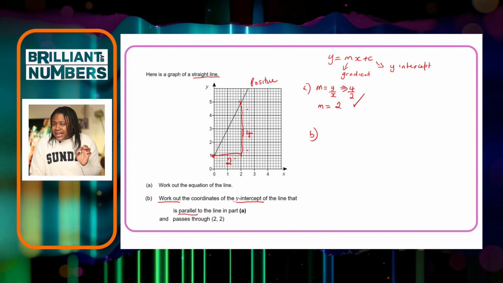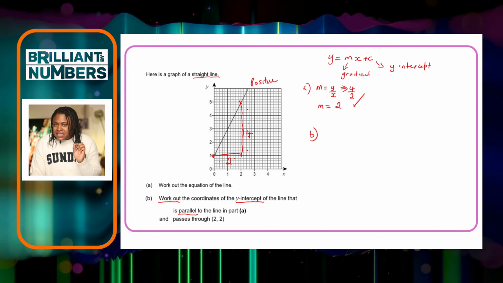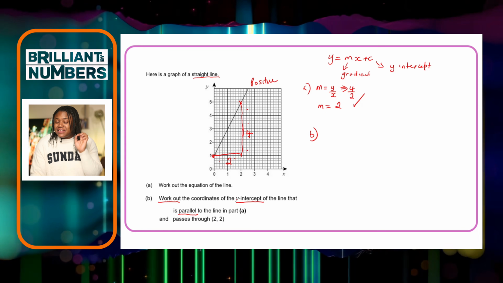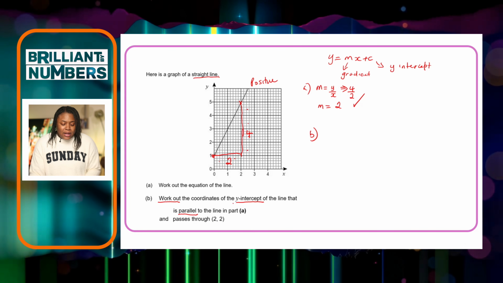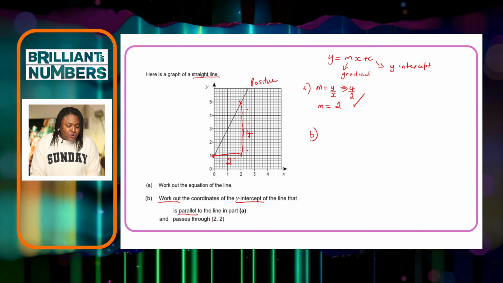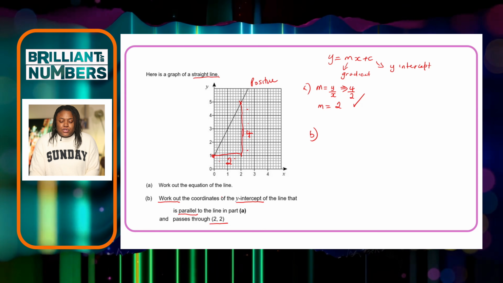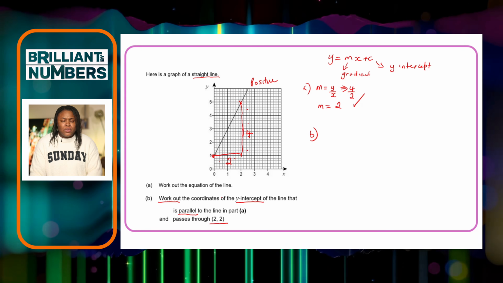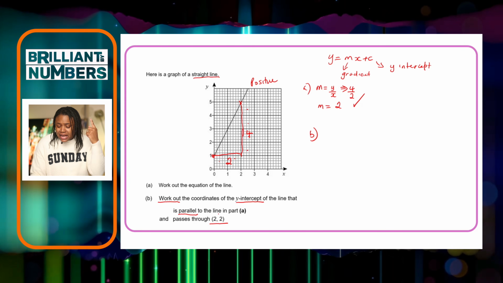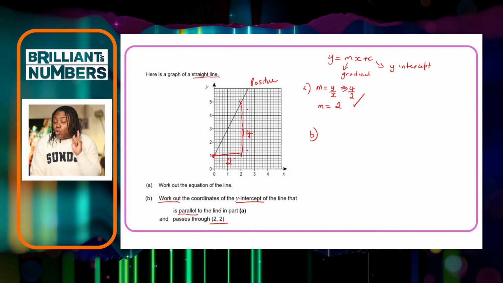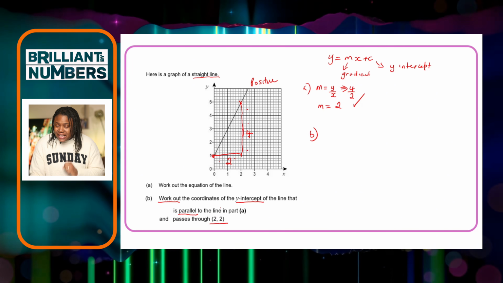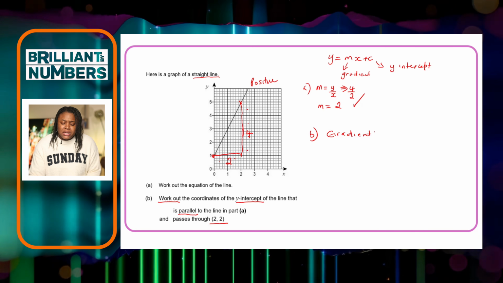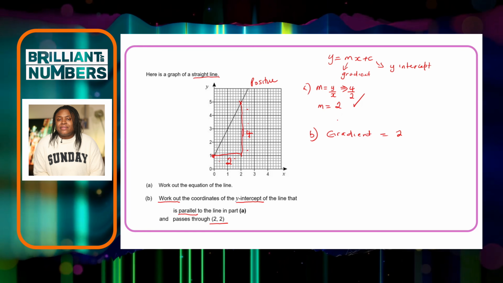Now, if two lines are parallel, their gradients are equal. If two lines are parallel, they have the same gradient. So it also should pass through the point (2, 2). So the first line of thought here is that I know at least one thing about this line that's parallel to the line I just found the gradient of. I also know its gradient. So the gradient of this line would also be equal to 2, just like the one before.